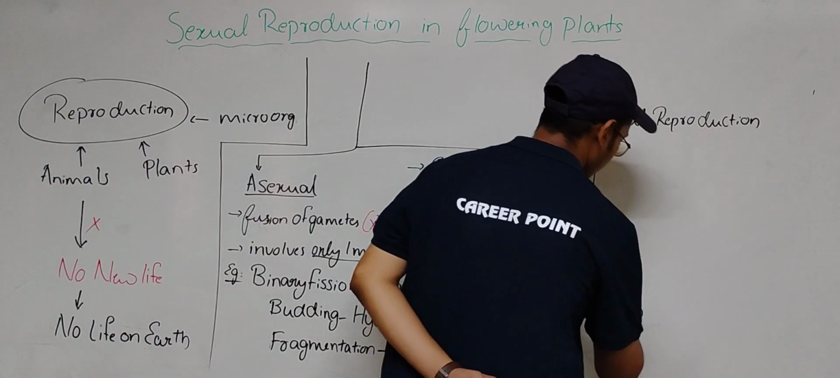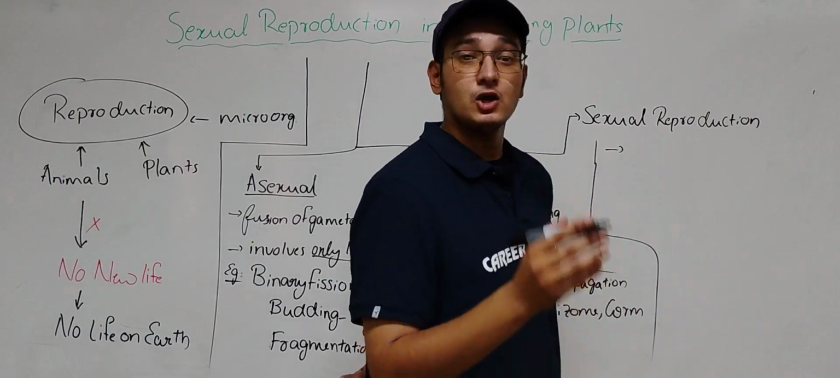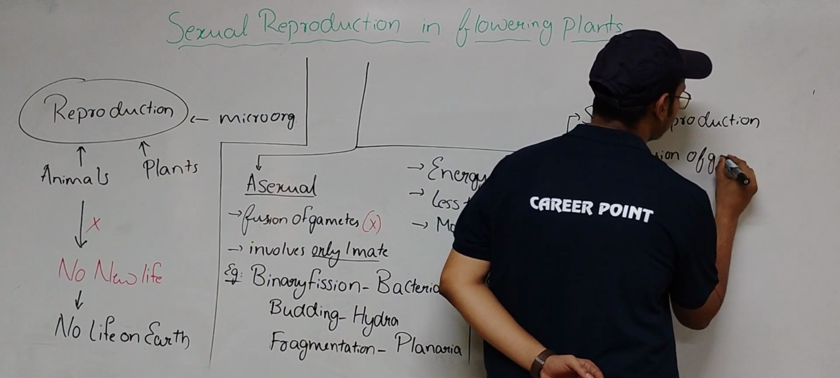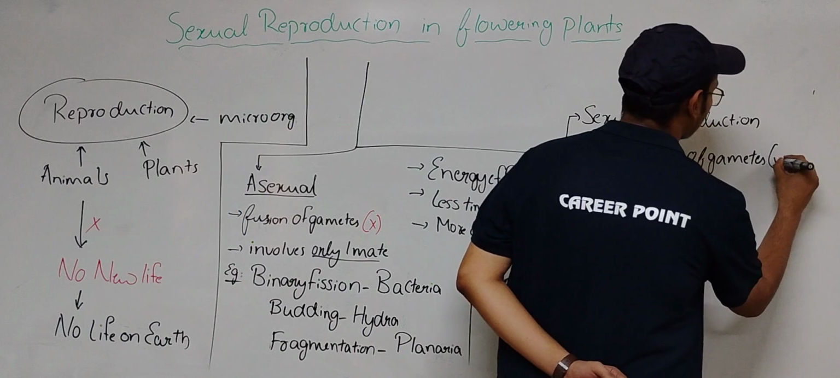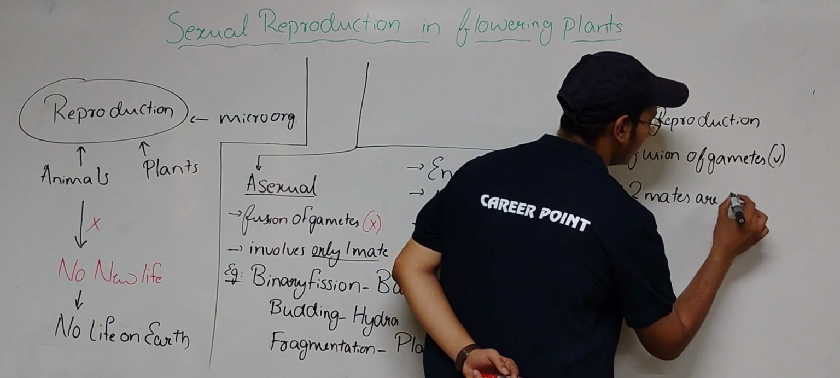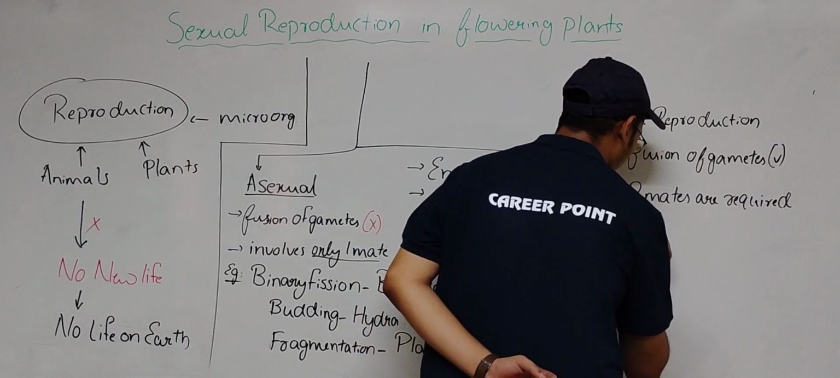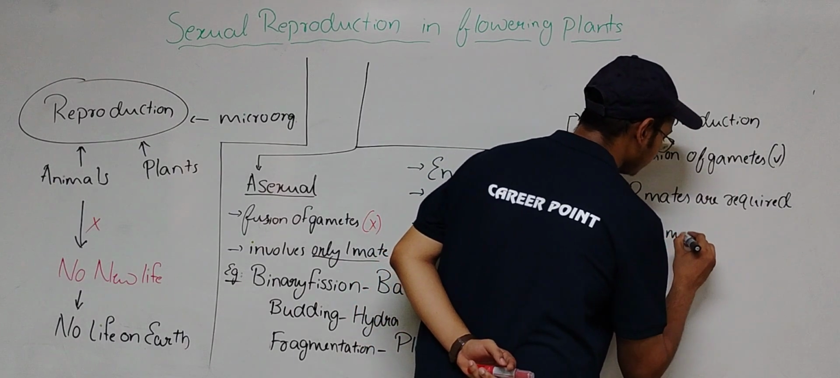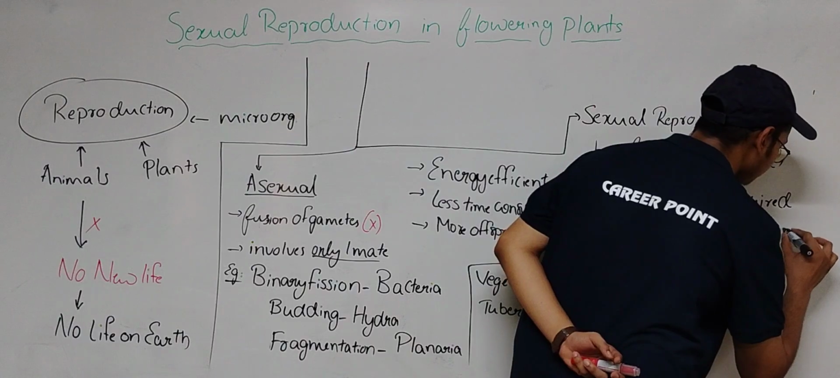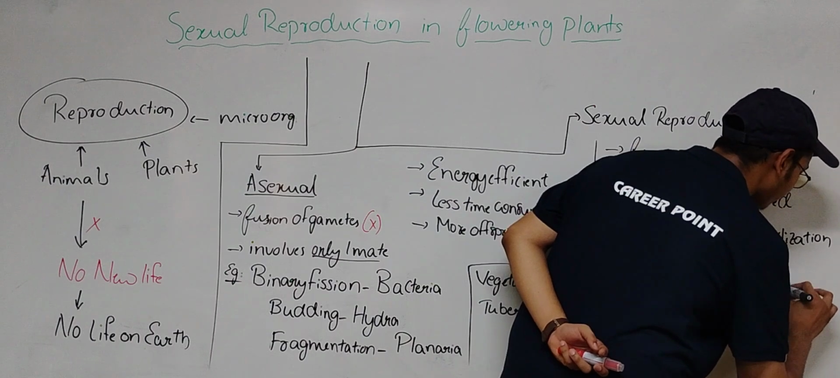Now let's discuss about sexual reproduction. Sexual reproduction is a biological process of reproduction where fusion of gametes takes place. Here two mates are required. Two gametes are required. And it's a very complex process. First, gametogenesis, where the gametes are formed, and then we'll see the fusion of gametes, fertilization, and then we'll see the post-fertilization events like formation of zygote, embryo, etc.